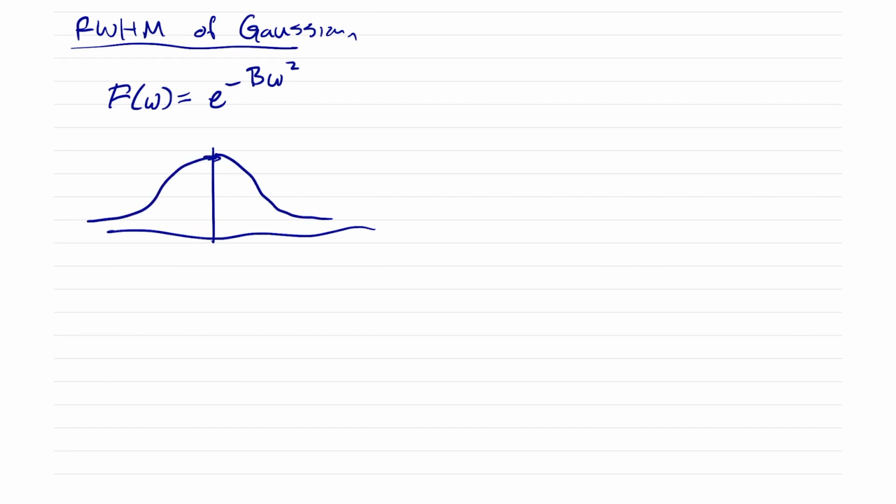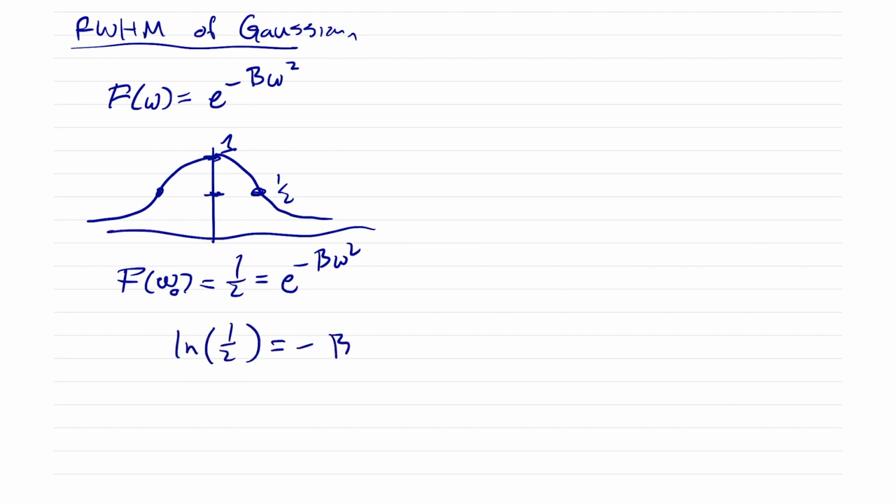And so the idea is that we're looking for wherever we are going to be at the 1/2 mark. We know that this is 1 because e to 0 is 1. So basically what we're looking for is f of w equal to 1/2, say at w naught. And this is going to be equal to e to the minus b w naught squared. So then we just take the natural log of 1/2, and that gives us minus b w naught squared. And so we get natural log of 1/2 over negative b.